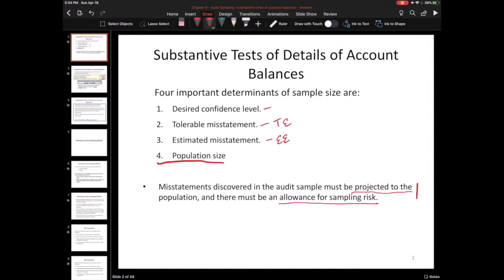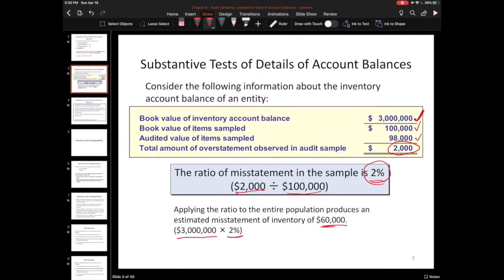And if we think back to chapter 8 and attribute sampling, when we talked about the upper deviation rate, that included an allowance for sampling risk, right? And it also included the sample deviation rate. So we want to do something similar or be able to come up with something similar, but using dollars. So basically, we want to come up with some sort of projected or computed upper deviation rate in dollars that will include both this 60K and also include some allowance for sampling risk.